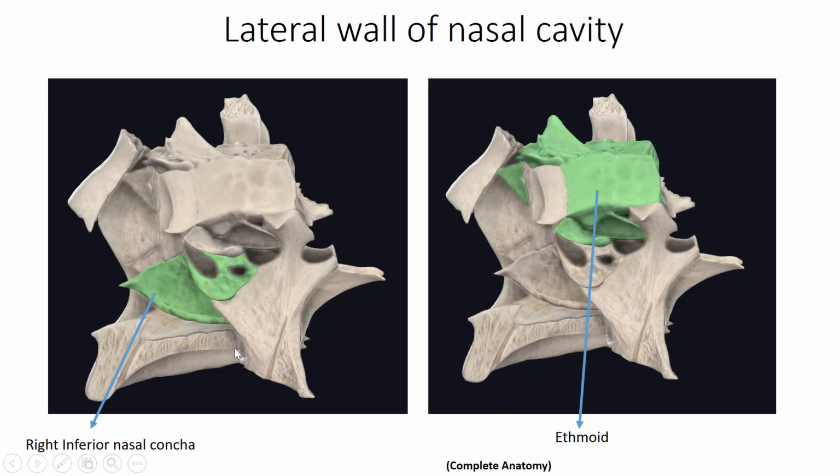So on this left side, we have the right inferior nasal concha, but from a lateral view. And on this right side, here we have the ethmoid bone, as well from the lateral view. And you can see how this one is articulating with the inferior nasal concha.